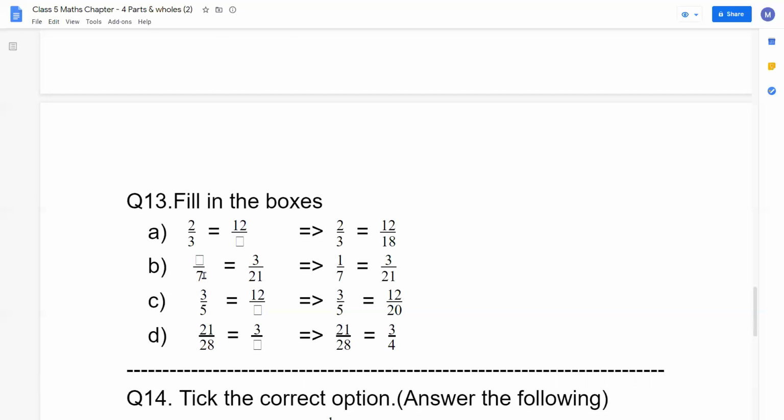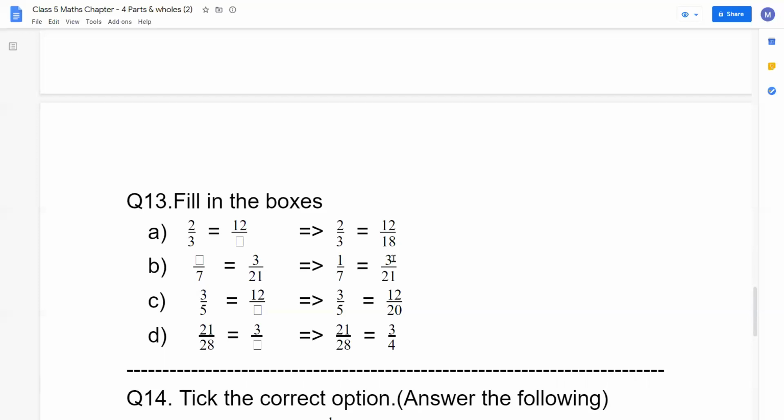7 multiplying by which number will give you 21? 7 3s are 21. So 3 is the number we are multiplying with 7. So which number multiplying with 3 will give you 3? That is 3 1s are 3. 3 1s are 3. So what is the number coming in the blank?